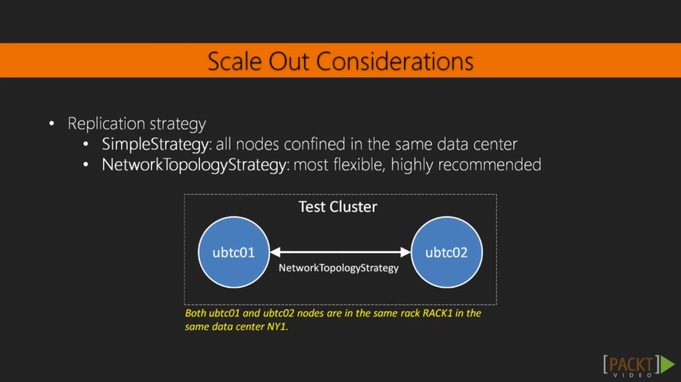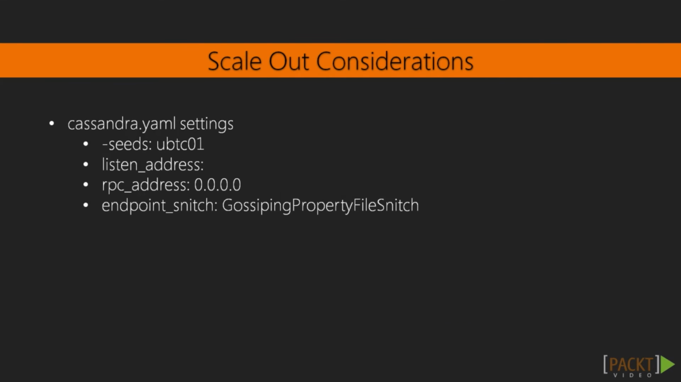We'll migrate to a bare minimum 2-node cluster as illustrated in the design diagram here. The cluster name will remain Test Cluster, and both nodes will be in the same rack, rack1, in the same data center, NY1. We'll need to modify 2 Cassandra configuration files to make it real. First, cassandra.yaml.